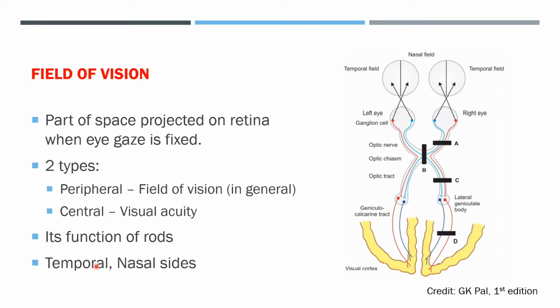Now, what are the terminologies temporal and nasal sides? As you can see, the nasal field of vision. Whenever we project the field of vision, the side which is closer to the nose, that is the medial side, is known as the nasal field of vision. While the side of the field of vision which is closer to the temporal region of the skull is known as the temporal field of vision, or the lateral side. So basically they have changed the terminology for field of vision. The medial side is known as nasal field of vision and the lateral side is known as temporal field of vision.